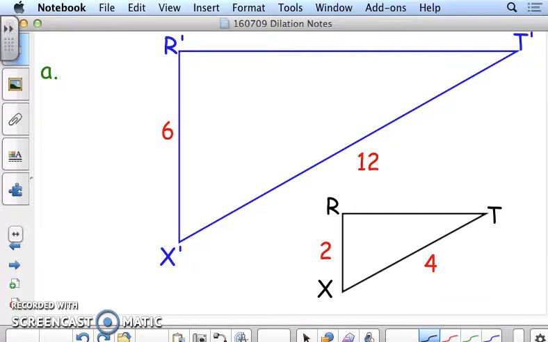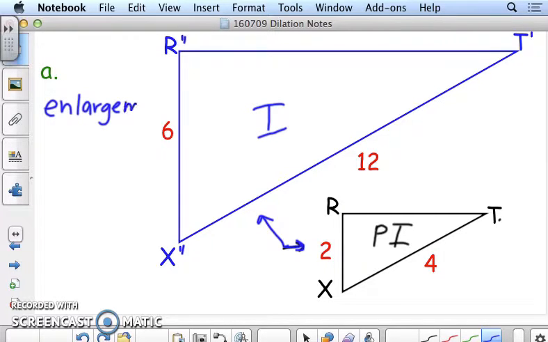So I'm looking and I notice that X, R, and T, this black figure, has no primes. This tells me it is my pre-image. This is telling me I'm starting at this figure. And then I'm resulting in this big one. So this big figure is my image because I have X prime, R prime, and T prime. So I'm going to notice right off the bat that from a pre-image to my image, I'm going from small to big. This is telling me I'm looking for an enlargement. When I think enlargement, I think my scale factor is automatically going to be greater than number 1. So if I get something that's less than 1, I know I've made a mistake.